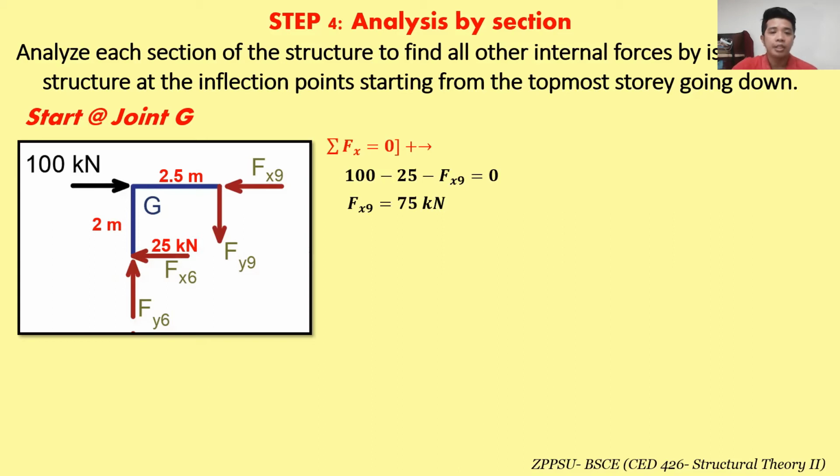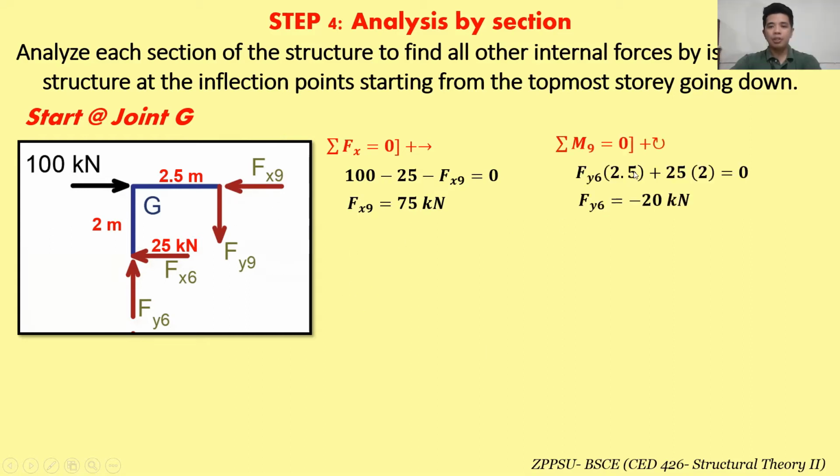So summation forces X equals 0. So to the right, si 100, so positive siya. Si 25 to the left. Ayan, to the left siya. And Fx9 is to the left, so negative. So Fx9 is simply equal to 75 kilonewtons. So positive ang answer nyo, meaning yung assumption nyo na to the left itong Fx9 is correct. Of course, pinutol nyo dito, kung yung sa section na to, ang Fx9 is to the left, yung sa kabilang section, ang Fx9 to the right. Partner kasi yan sila.